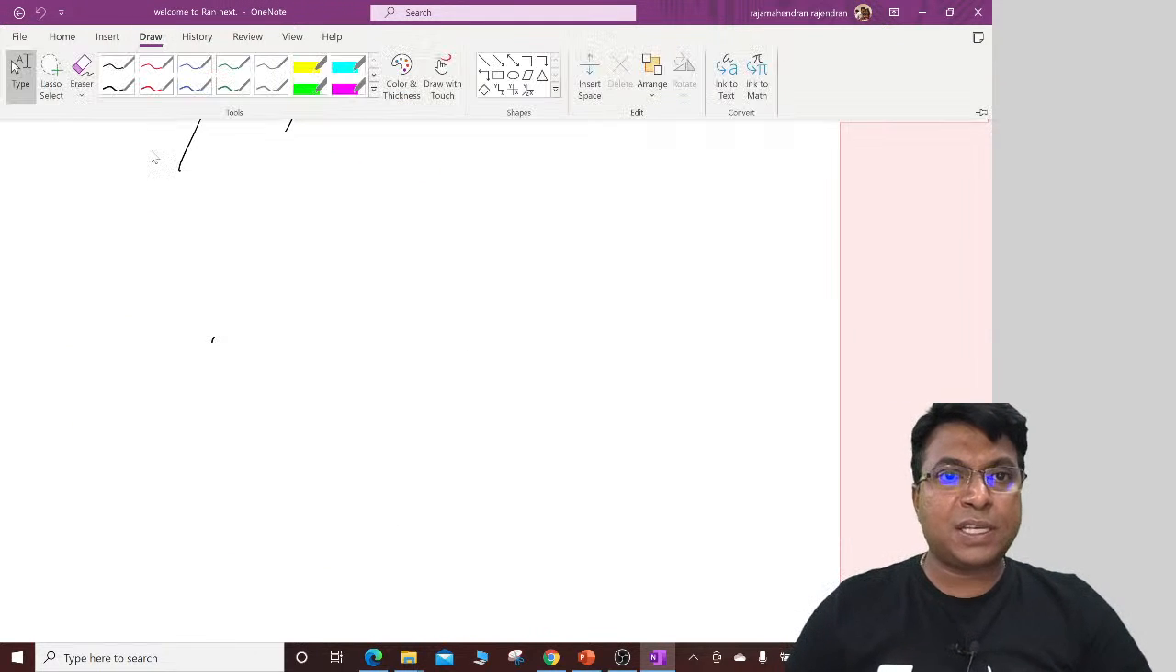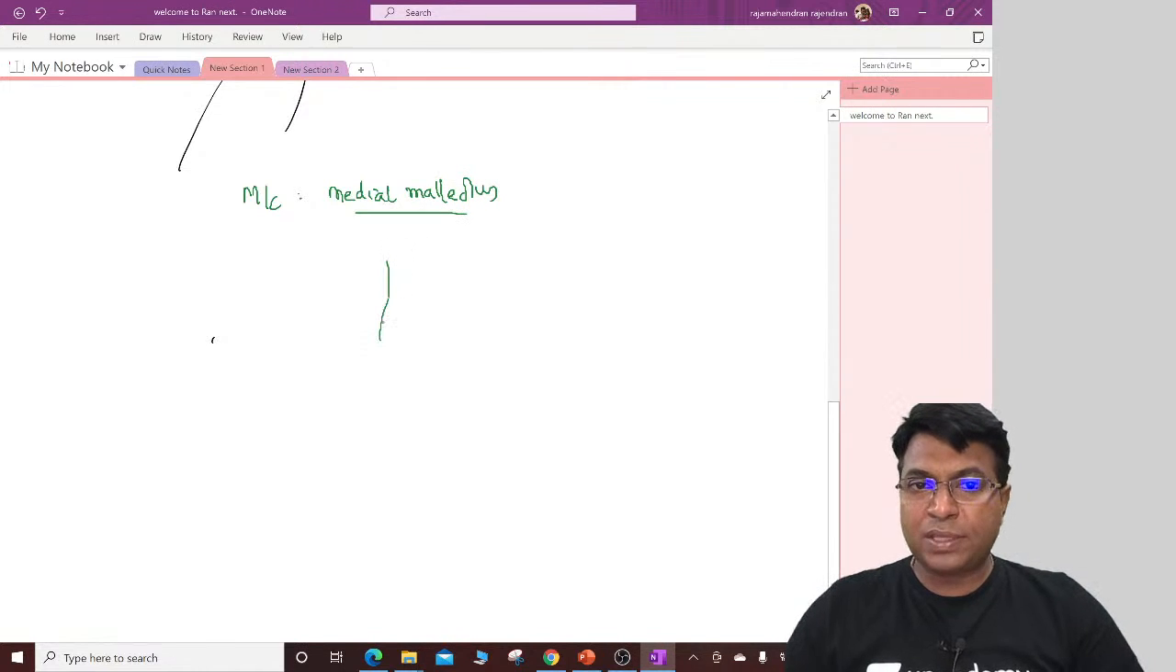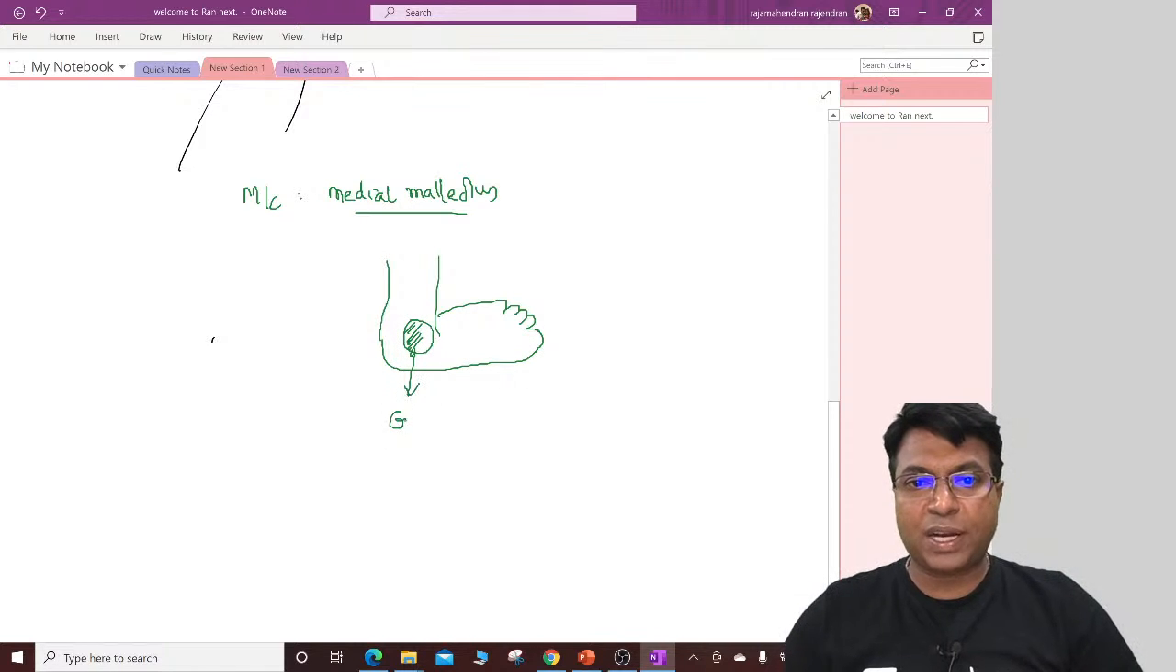So venous ulcers are seen most commonly in the medial malleolus area. Please don't forget, venous ulcers are most commonly seen in the medial malleolus. This is the most common site. This area is known as the gaiter area. Please don't forget, this area is known as the gaiter area.